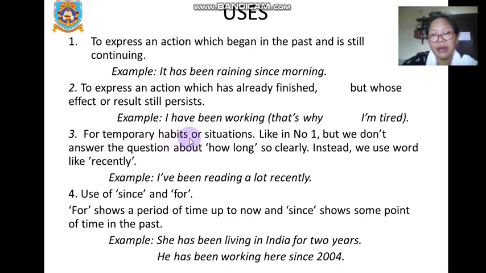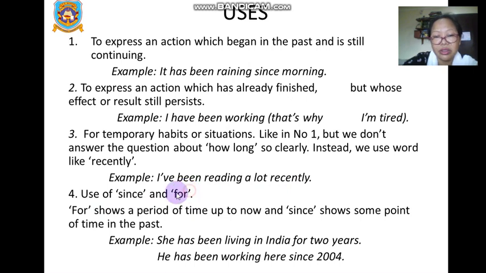For temporary habits or situations, like in number 1, here we don't answer the question how long. Like, it has been raining since morning. Here it answers the question how long, but we can also use the word recently. I have been reading a lot recently.